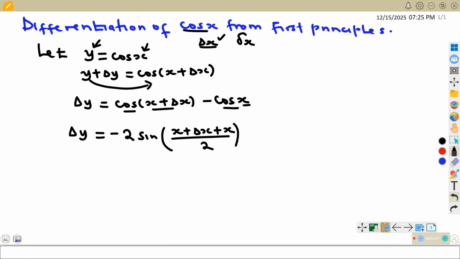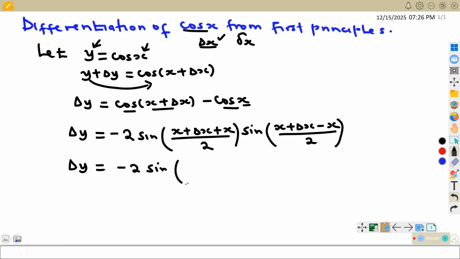Then again you have sine of, you get this angle x plus delta x, then you subtract x, divide this by 2. So from here we shall have delta y equal to minus 2 sine of, try to simplify this, 2x plus delta x divided by 2.